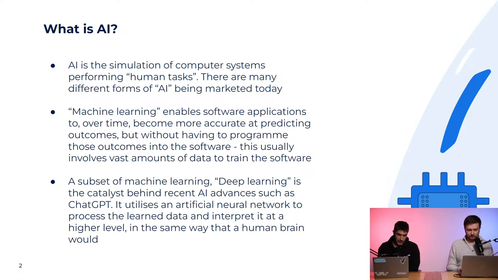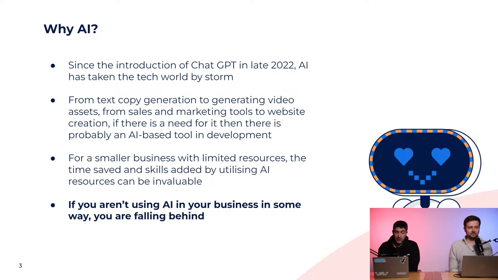So next up, why should you use it? It makes life a lot easier, is the bottom line. Since the introduction of ChatGPT, it's taken the tech world by storm. You're just seeing it everywhere now. And basically, if you're not using it, you can get left behind in some senses. It can automate so many things for you, make things like analytics a lot easier and less time consuming. Generally, text generation, everything like that, all the stuff that takes ages and you can't really think of and you need inspiration, you can use AI to help you. And if you're a smaller business with limited resources, the time saved and the skills that you can get from AI, which we'll talk about a bit later on, are really invaluable.